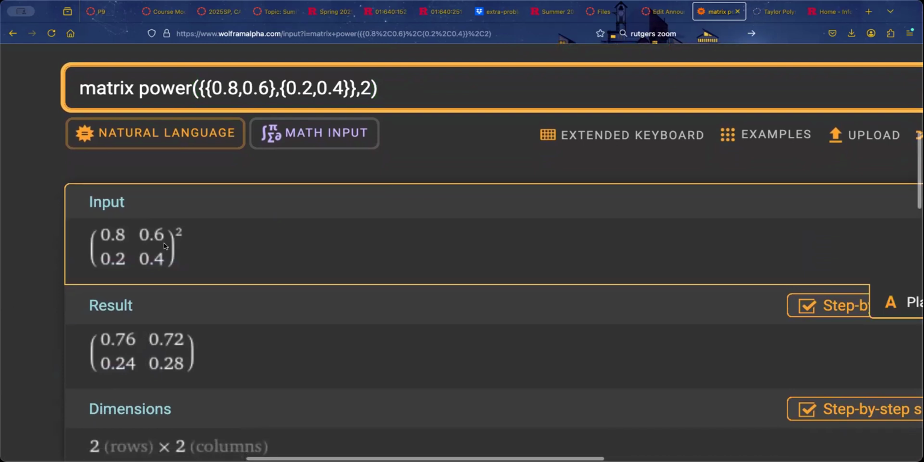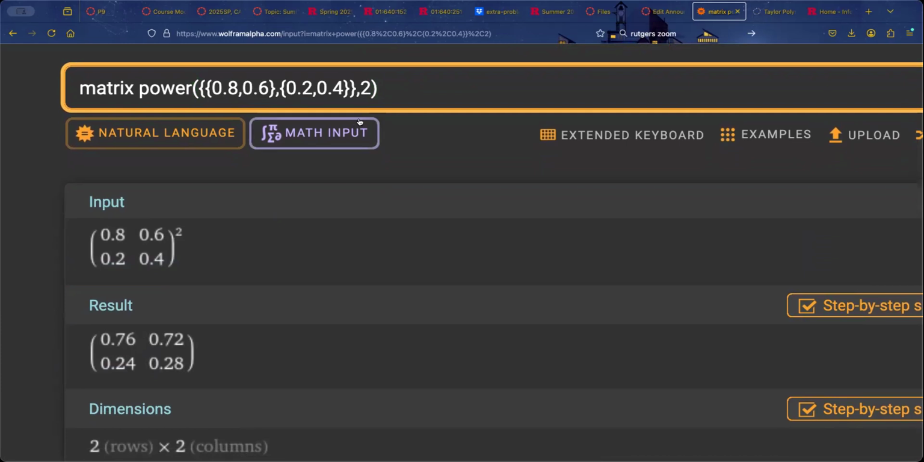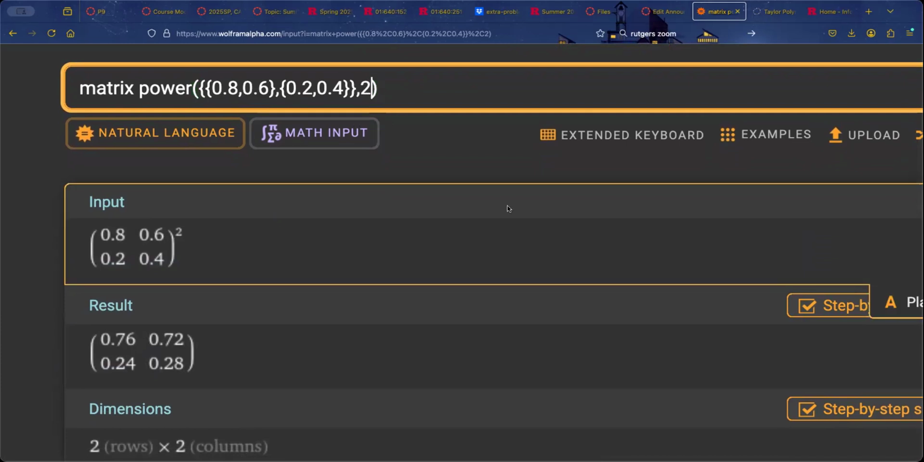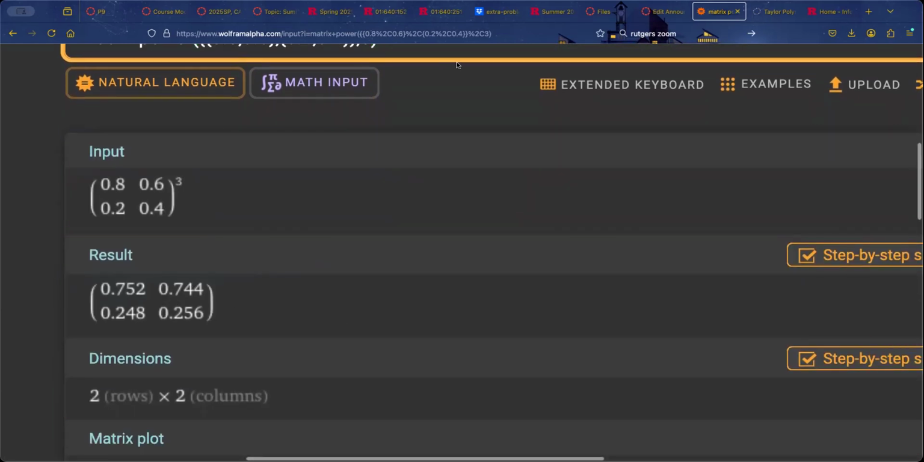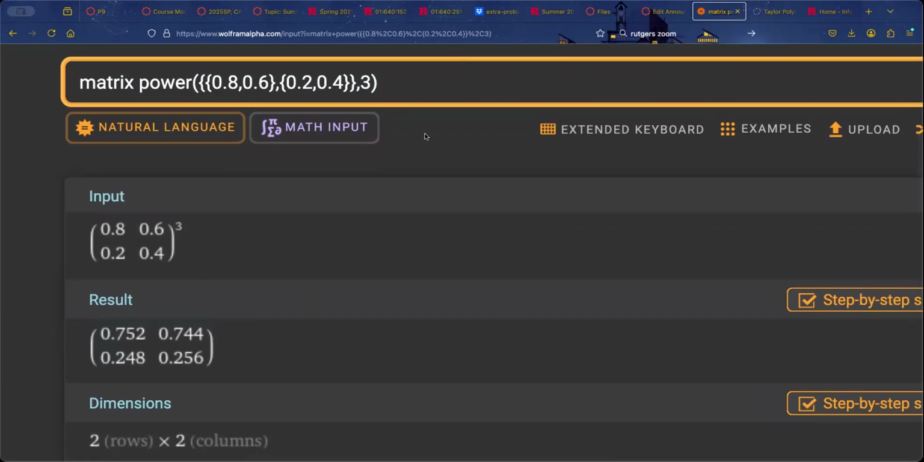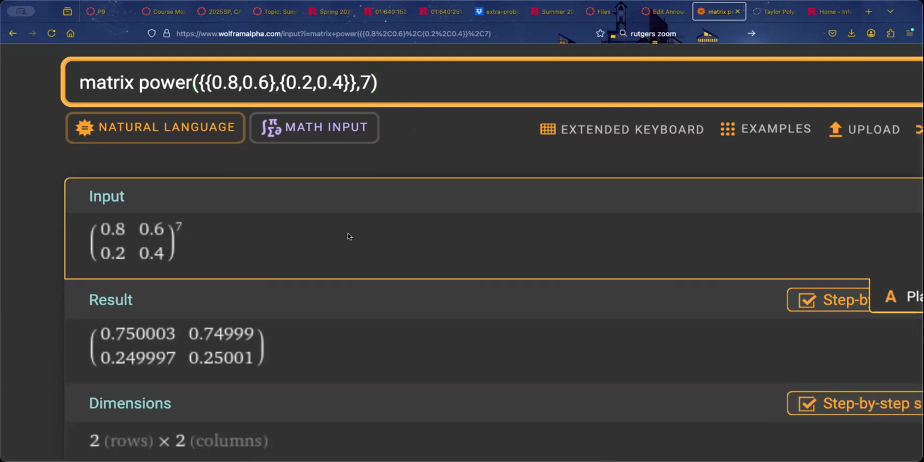right? And so when you square that matrix, you get 0.76, 0.24, 0.72, 0.28, right? And then the cube of this matrix gives you this. Okay, you could continue going, but let's take a higher power. Let's take, for example, 7. And so you see, they are getting closer and closer to some fixed values. They're not changing that much.